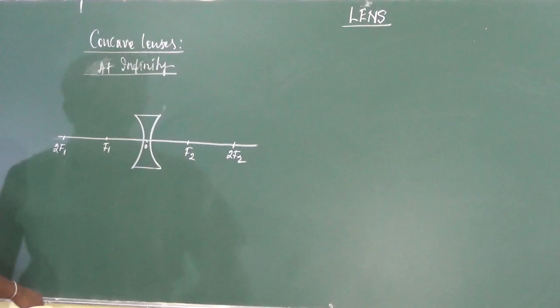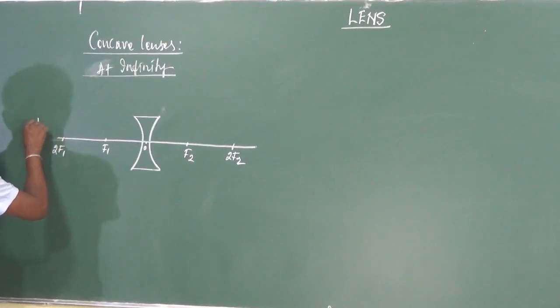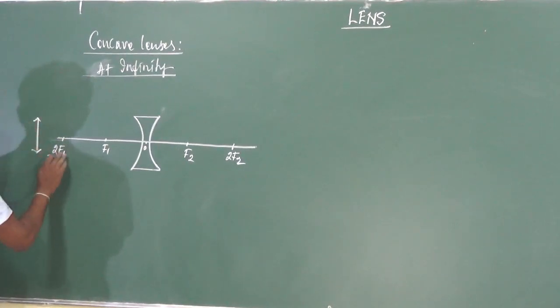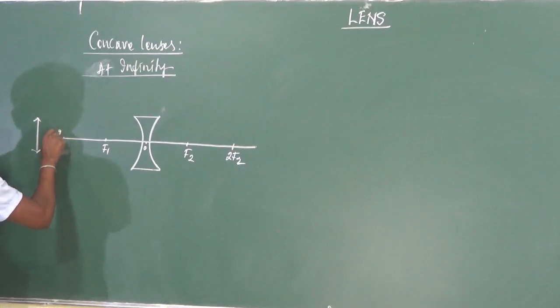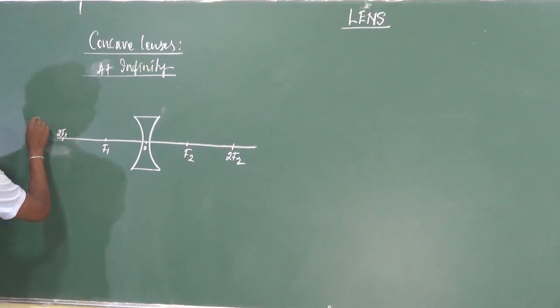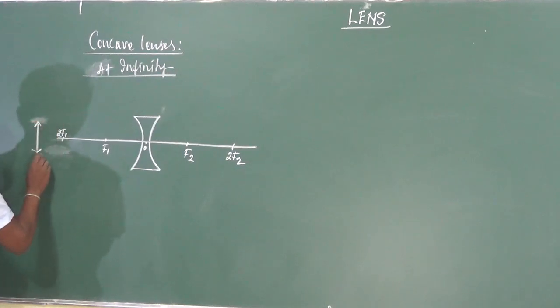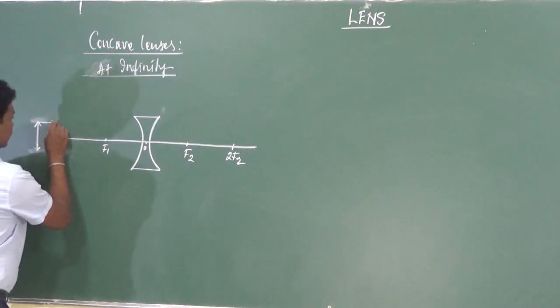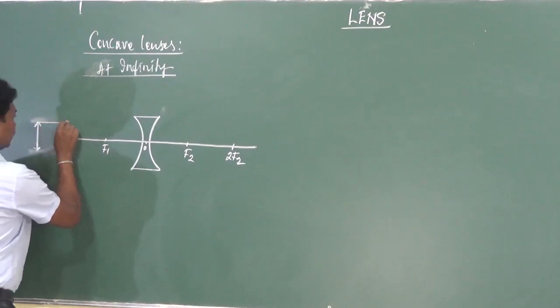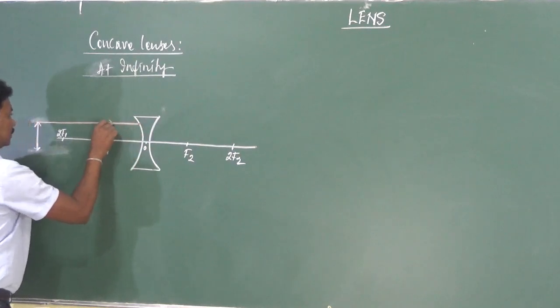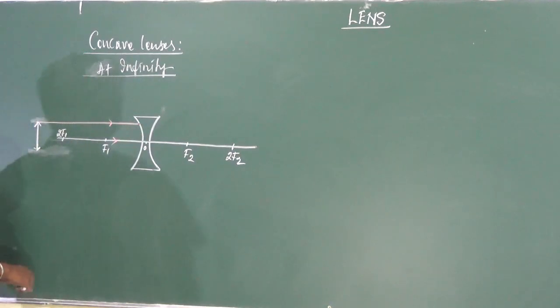So here, when the object is kept at infinity, we'll take an object which is kept at infinity here. So we'll take this as 2F1. So let one of the light rays pass through the lens from the infinity parallel to the principal axis. Let us make this light ray travel parallel to the principal axis. So this is the light ray traveling parallel to the principal axis.